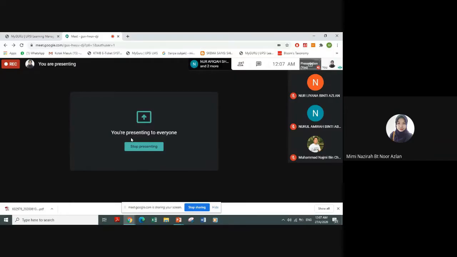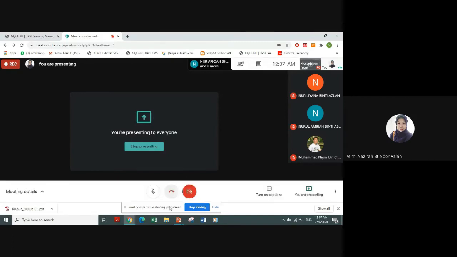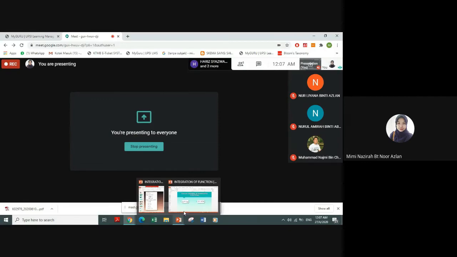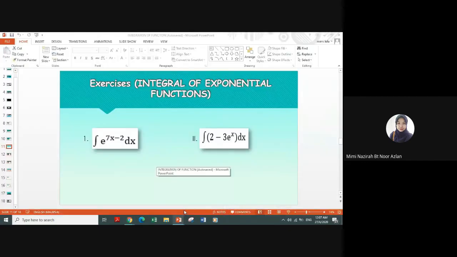Okay, now we will continue to our next session. After you have learned about the integral exponential function and integral natural logarithmic function, now let's test your skill, okay? Here are some exercises that you need to do. Okay, wait, I will open my PowerPoint slide. Okay, here are some exercises that you need to do.